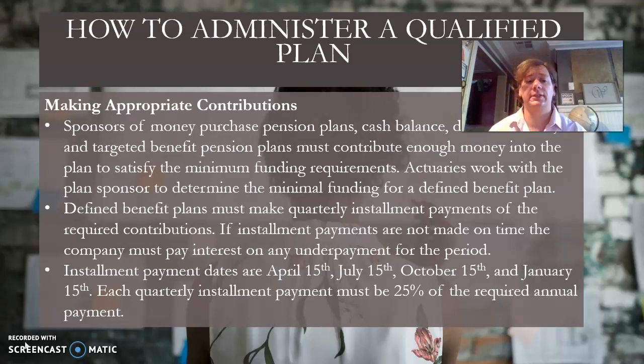Actuaries work with the plan sponsor to determine the minimal funding for a defined benefit plan. Defined benefit plans must make quarterly installment payments of the required contributions. If installment payments are not made on time, the company must pay interest on any underpayment for the period. Installment payment dates are April 15th, July 15th, October 15th, and January 15th. Each quarterly installment payment must be 25% of the required annual payment.